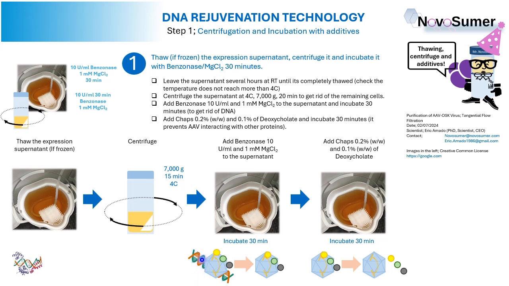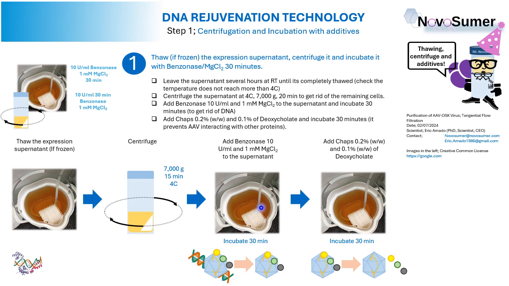So the magnesium chloride, what it does is stabilizing the DNA. So the DNA will tend to dissociate from the AV-OSK. And the Benzonase, what it does is cutting the DNA. So at the end of this process, we will have allegedly, of course, EVOs free from DNA or dissociated from the DNA.